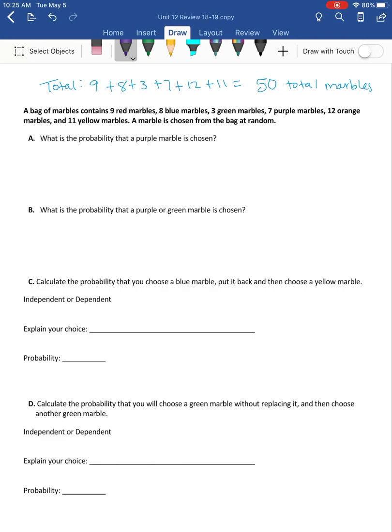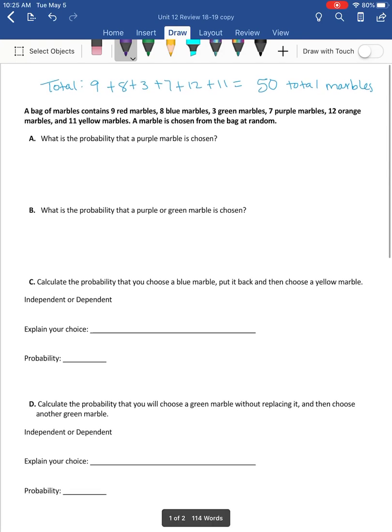So we're talking about a bag of marbles that has 9 red marbles, 8 blue, 3 green, 7 purple, 12 orange, and 11 yellow marbles. And we're just looking at problems where a marble is chosen at random from inside the bag.